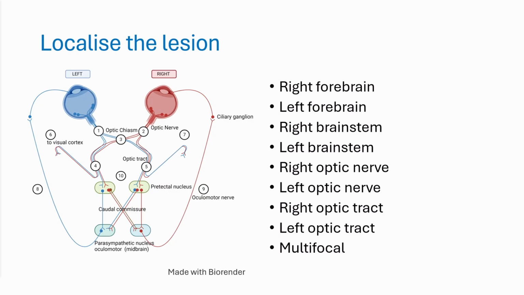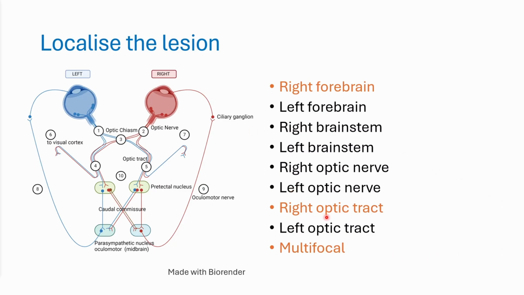This is a difficult case to interpret, which is one of the reasons why we're doing it. So this is what I had: right forebrain and right optic tract. But it didn't all fit together. I couldn't explain the right postural deficits with that, and so my ultimate conclusion was that this was multifocal.